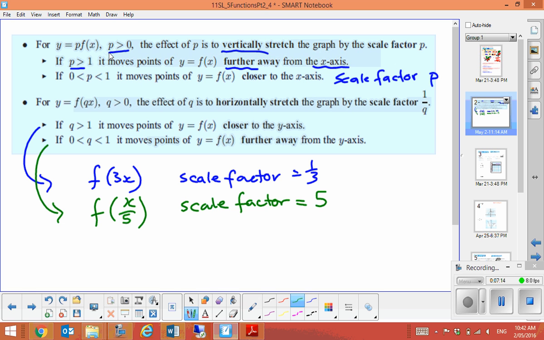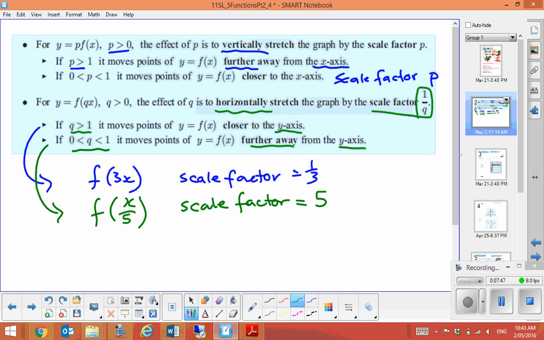In the qx case, if we've got a positive q, so we're not talking about doing any flips, we're getting a horizontal stretch, and our scale factor here is 1 over q. If q is greater than 1, it moves all the points closer to the y-axis, so it's the opposite of what happened with the first case. If we get q between 0 and 1, it moves them further away from the y-axis. So it's affecting our x values.